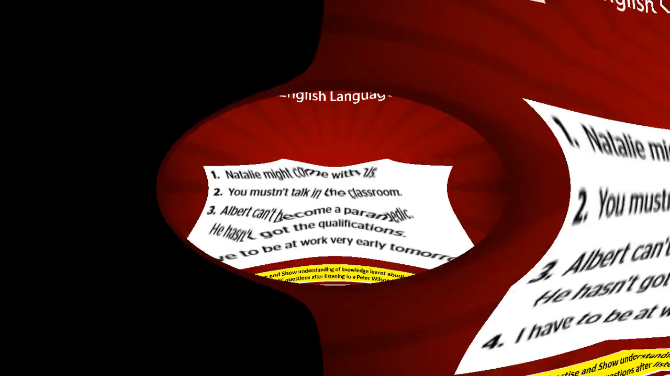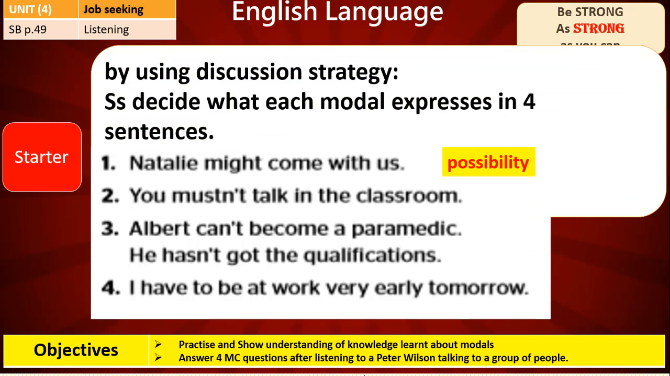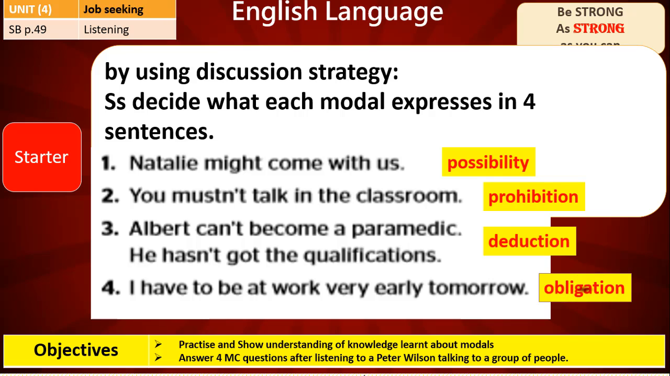And to the next objective, we forgot one thing. Yes, now, can you tell me which function each modal expresses? Let's start with the first. Natalie might come with us. What is it? Possibility. Great. You mustn't talk in the classroom. It's prohibition. The third is deduction. Albert can't become a paramedic. And the last one is an obligation, an external obligation.